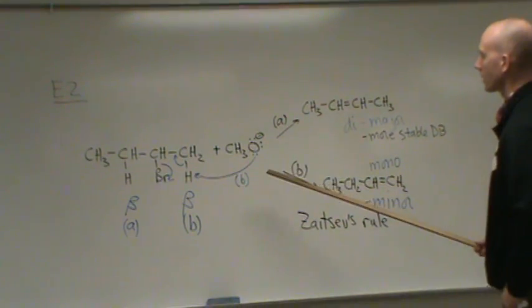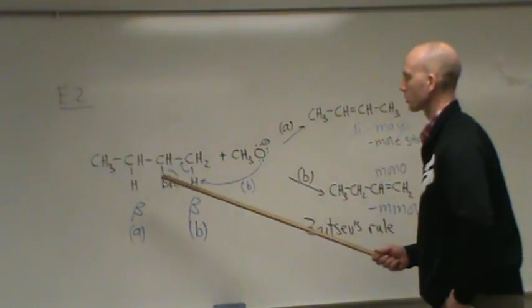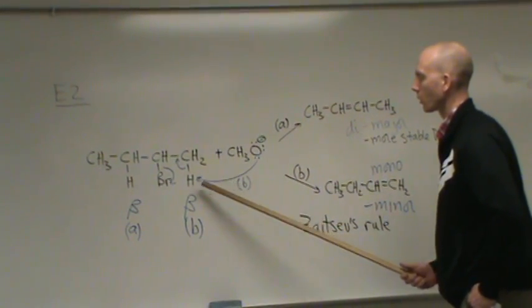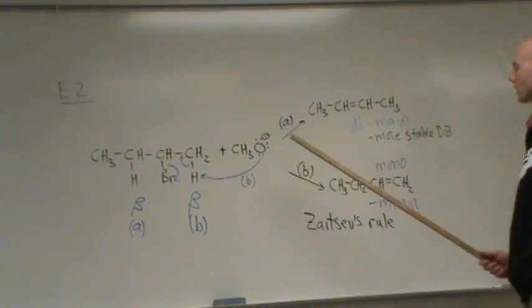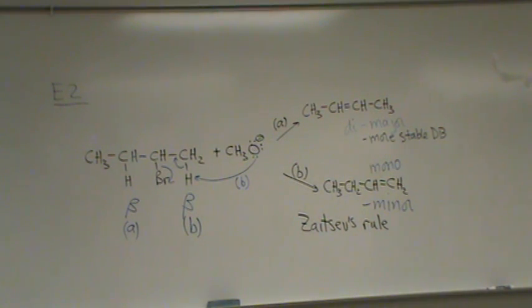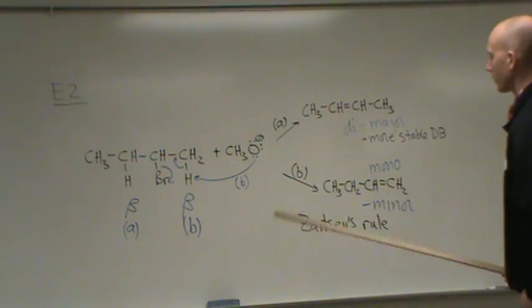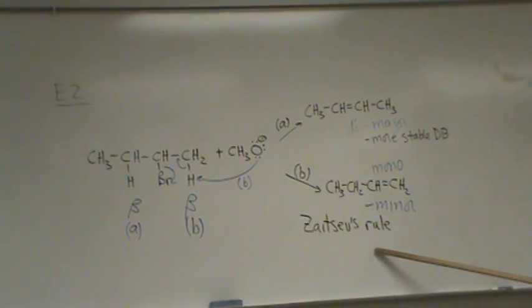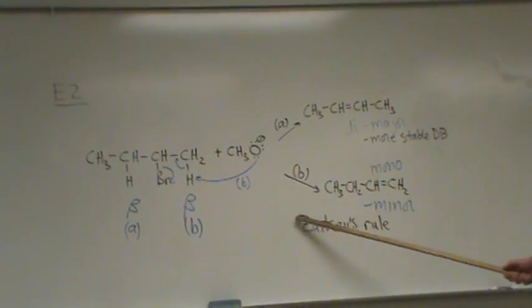Second time. Zaitsev's rule states that in an elimination reaction, the more substituted double bond is the major product because it's the more stable double bond. If you missed it, it's in the book, if you don't like writing things down. A very important rule. So this is the important rule out of chapter 6.